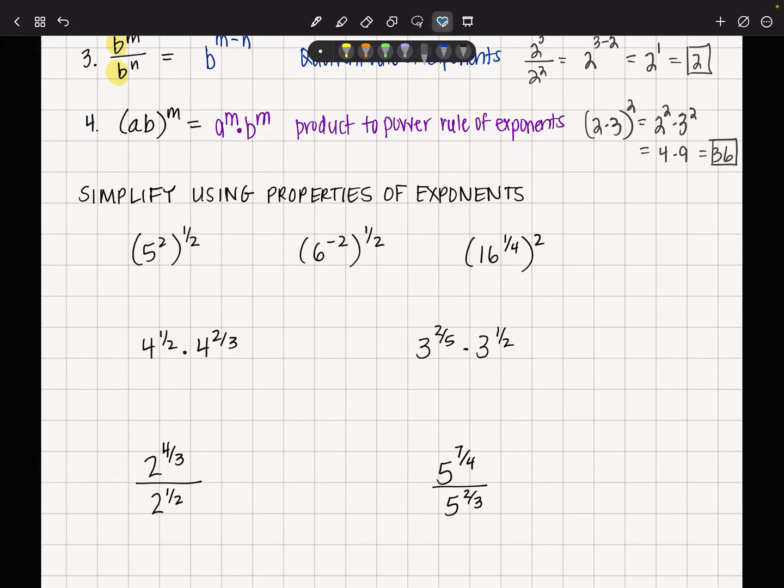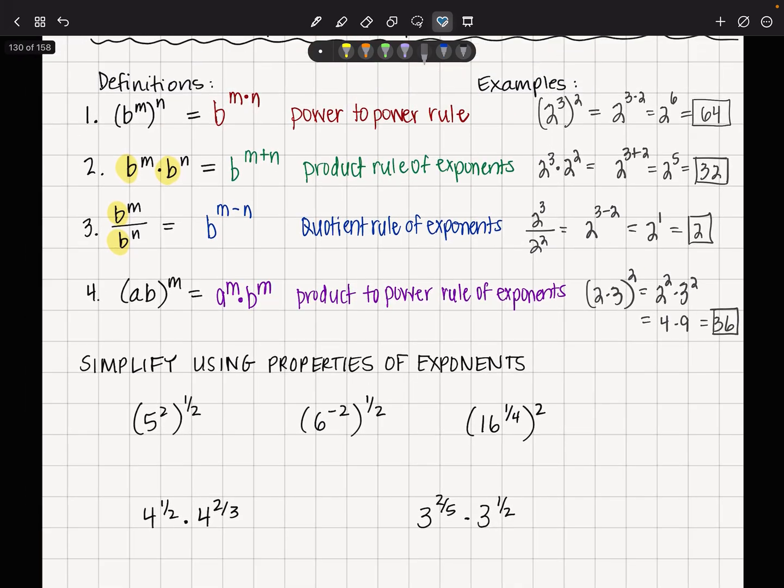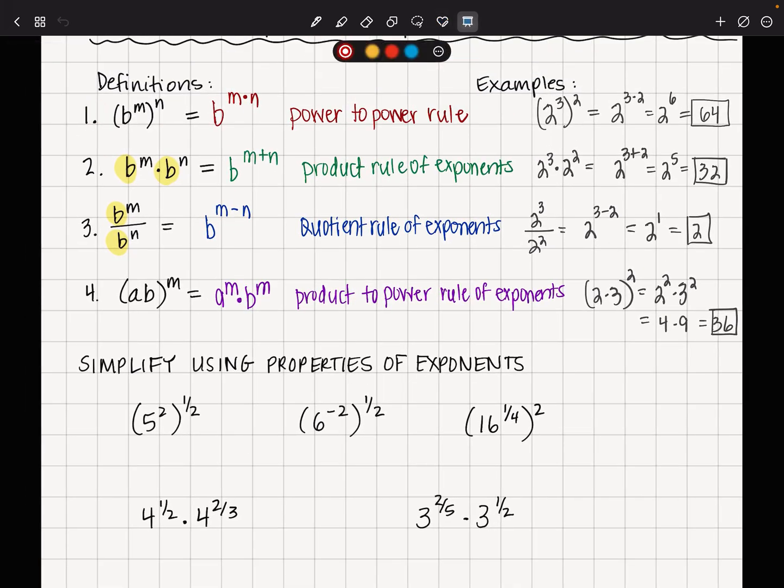5 squared raised to the 1/2 power. Does that look like rule number 1, 2, 3, or 4? So I've got a base raised to a power raised to another power, a power to a power. These exponents are right next to each other, separated by that parenthesis. That would be the power to power rule. When you have the power to power rule, you're going to multiply the exponents. So that would be 5 raised to the 2 times 1/2. 2 times 1/2 is 1. So that's how we're going to get 5 for that answer.